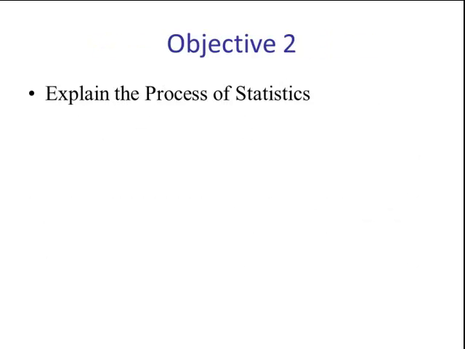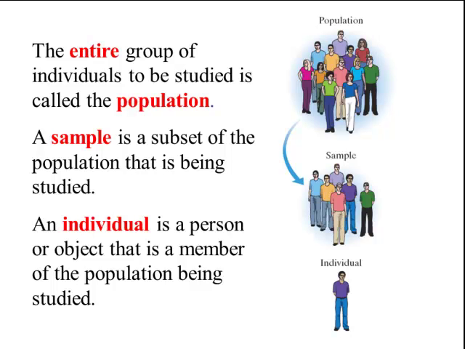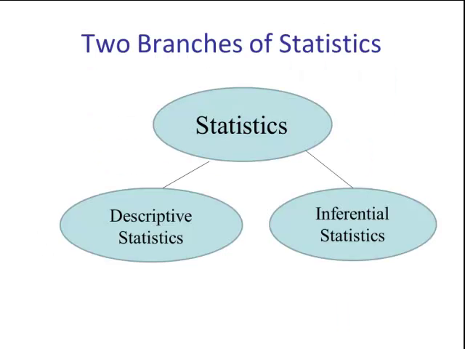Lesson objective number 2. We'll start with some definitions. The first one, population. Population is the entire group of individuals to be studied. A sample is a subset or part of the population that's being studied. And an individual is a person or object that is a member of the population being studied. So the smallest is an individual. A group of individuals makes a sample, and a sample is part of a population. Now, as we'll learn in this class, the best type of sample is a sample that is representative of the population.